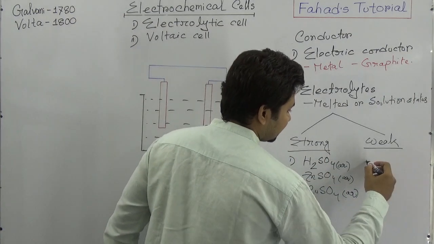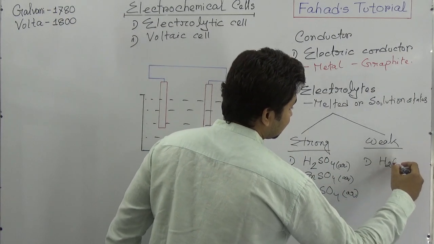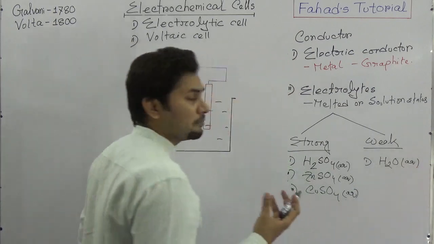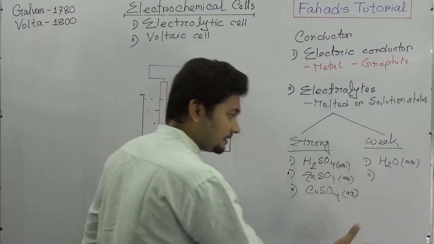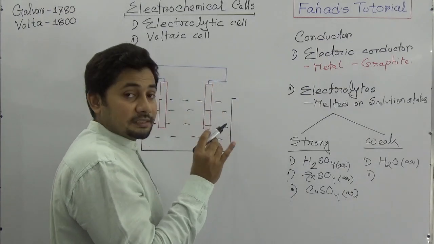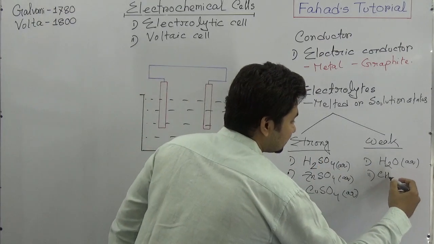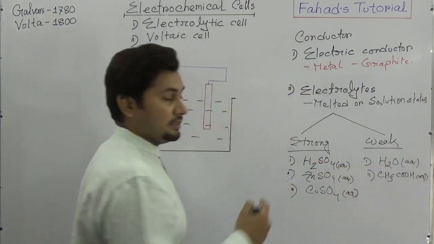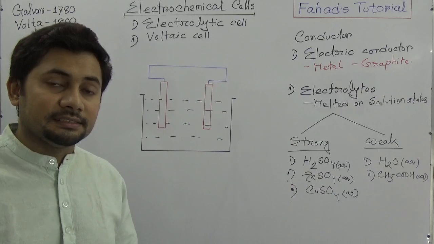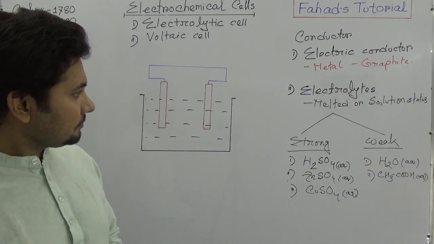This is a very well known strong electrolyte. But in weak electrolytes, number one is water. So in aqueous form, water is actually a weak electrolyte. And number two, there are a lot of other examples, but I'm just focusing on the academic book, that is CH3COOH. This is actually ethanoic acid or acetic acid.